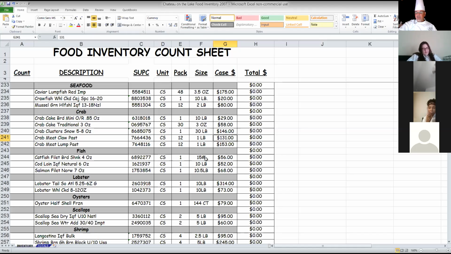So you take 56 divided by 15. Okay, that's how much 1 pound of catfish is going to cost you. Now, how much does the catfish weigh? It's 4 ounces. Okay, so you go through the math on that one.